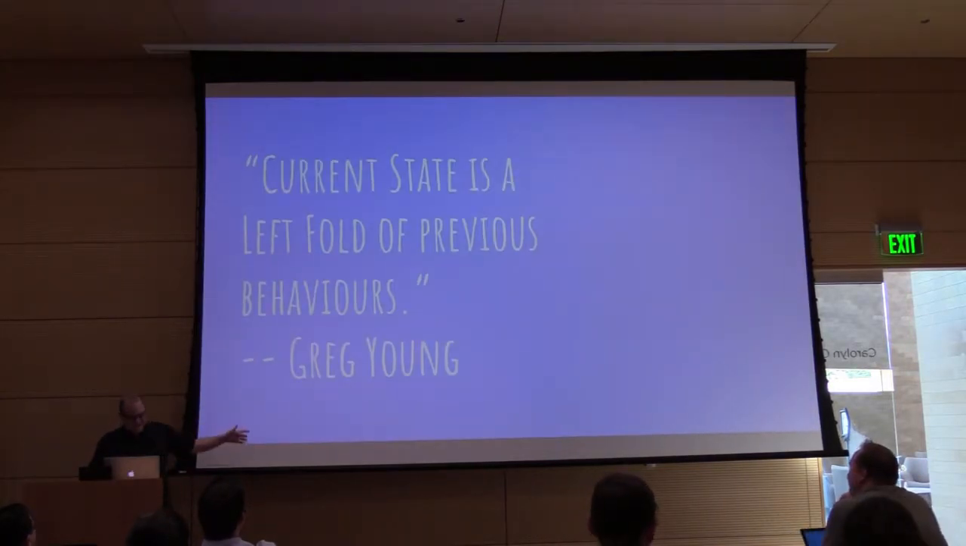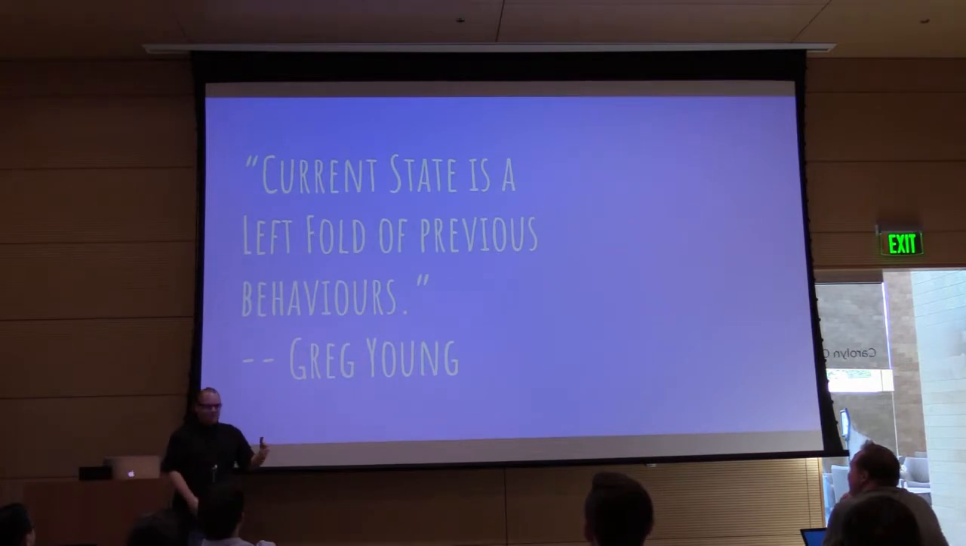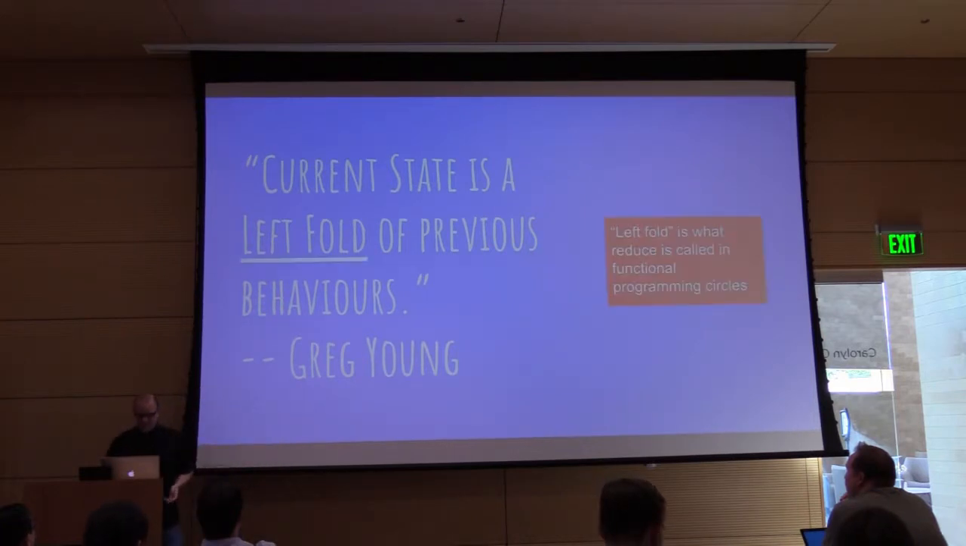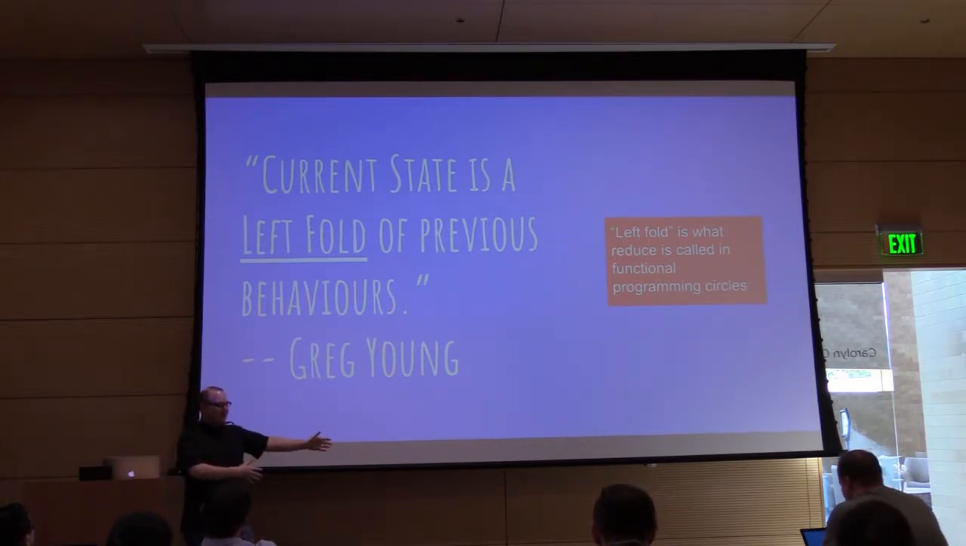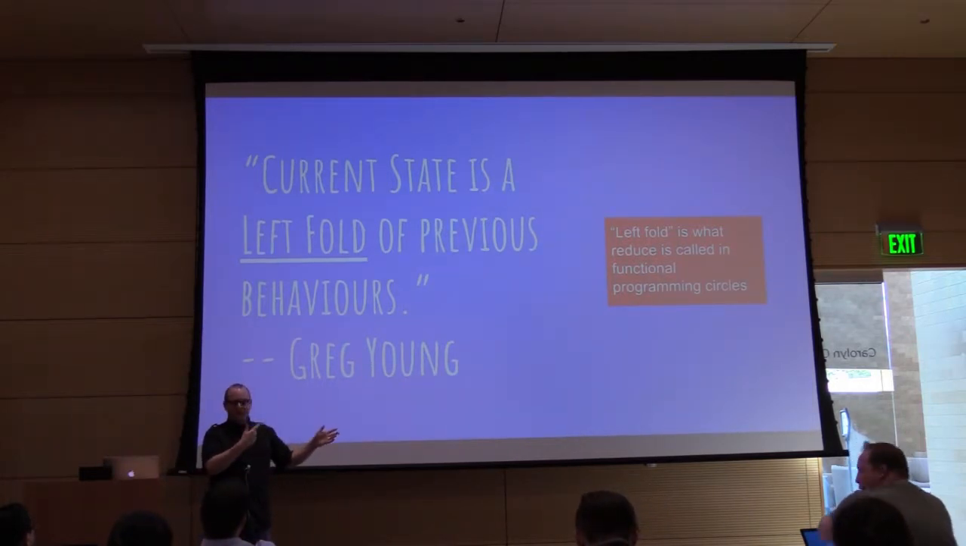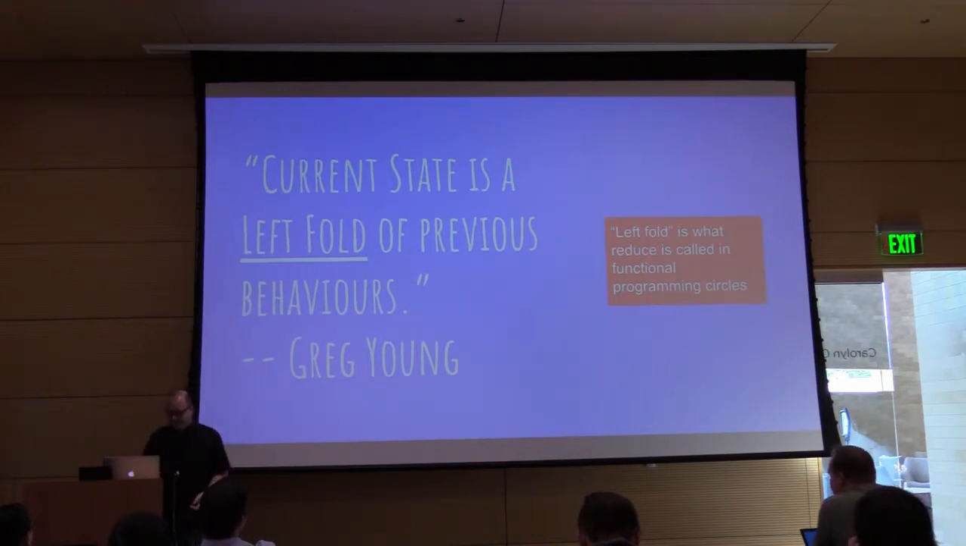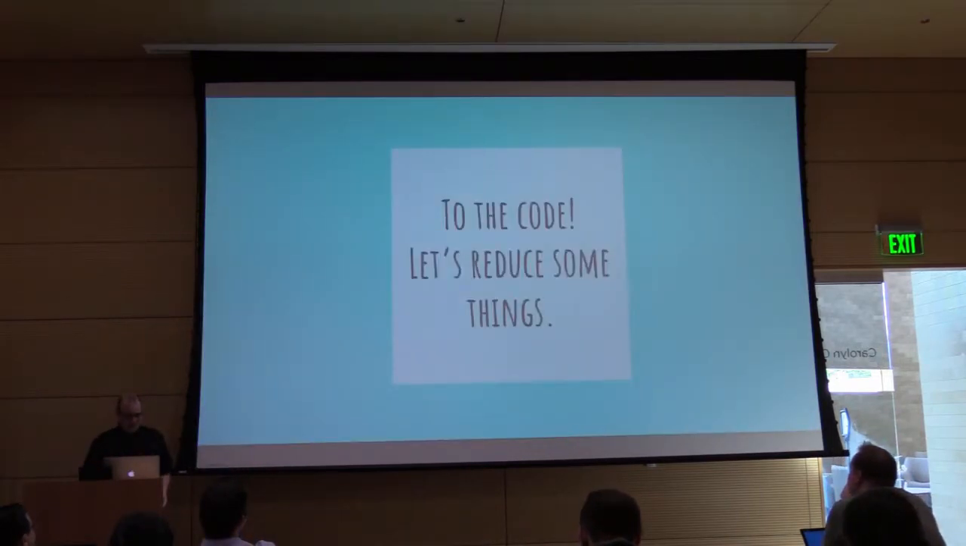Okay. Greg Young is a guy who talks a lot about event sourcing and microservices, but he said that current state is a left fold of previous behaviors. Left fold is what reduce is called in functional programming circles. So it's just you have this stream of things that has happened, and then you just run reduce over it to get what the current state of things is. So let's go reduce some things, shall we?